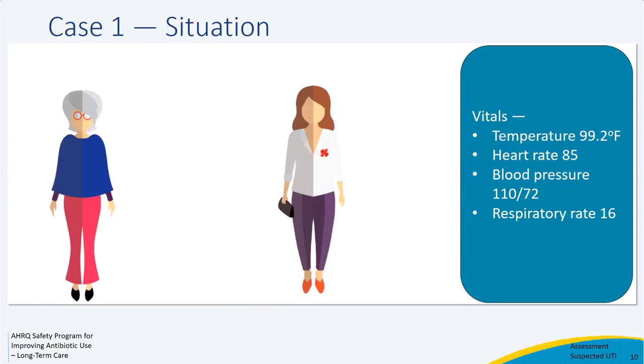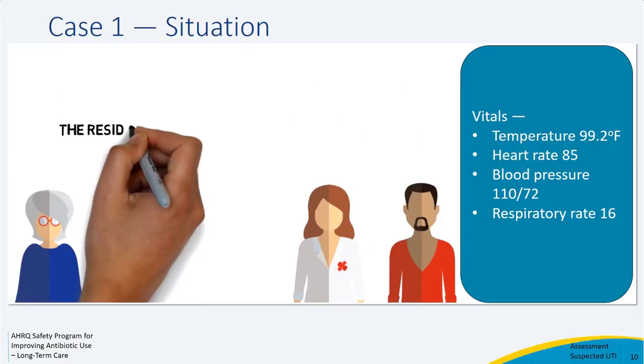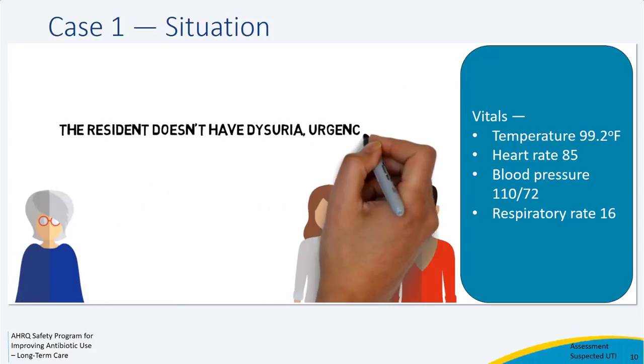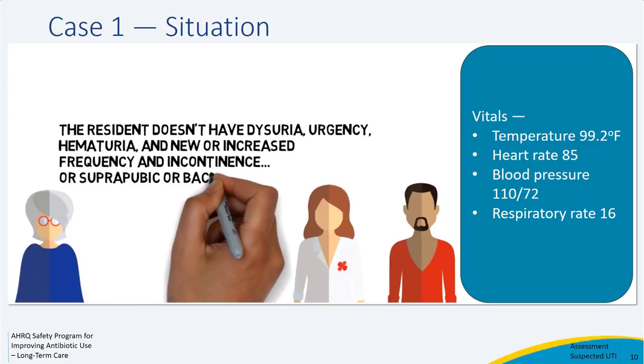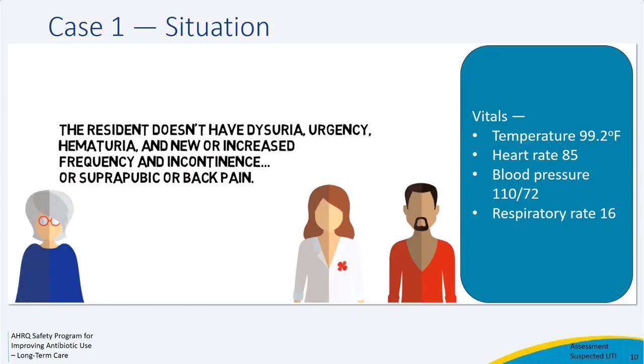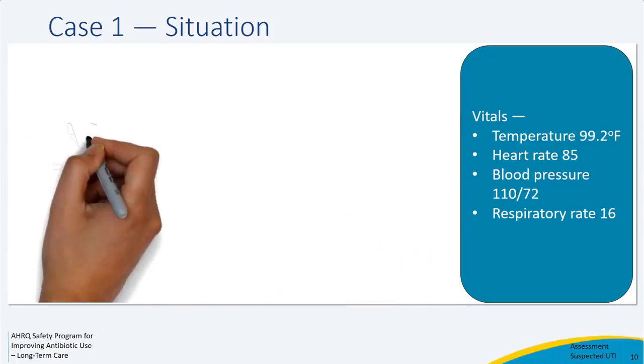Upon assessing the resident, you note that she has no urinary catheter and feels well. She does not have dysuria, urgency, hematuria, or new or increased frequency and incontinence. She also does not have suprapubic or back pain.